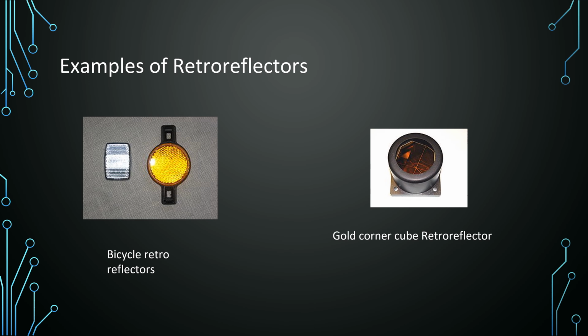Here we can see examples of retroreflectors. If you have seen a bicycle with glowing stickers or something, it is basically a retroreflector. On the right side there is a gold corner cube retroreflector which reflects light back to its source.